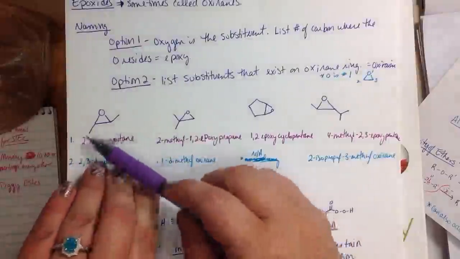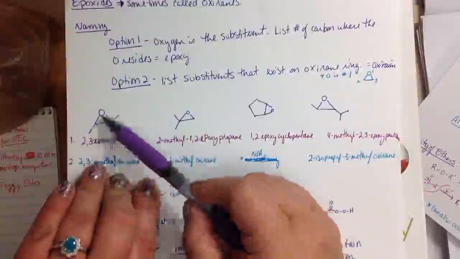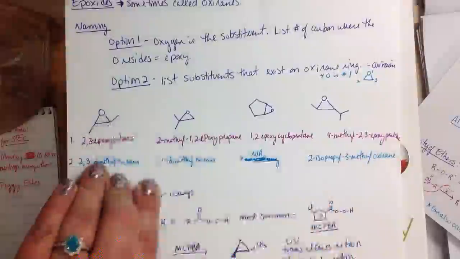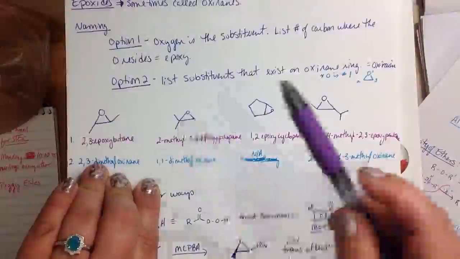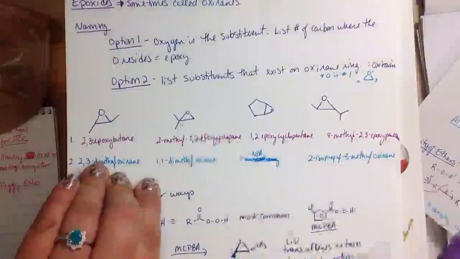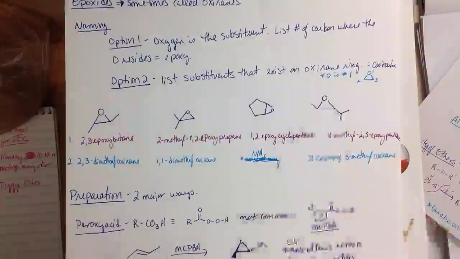Okay. In option 1, this would be named 2,3-epoxybutane, because we got 1, 2, 3, 4. And the oxygen exists between the second and third positions. Here this would be 2-methyl. Oh, we can count from this side, right? 1,2-epoxypropane. Here we've got 1,2-epoxycyclopentane. And finally we've got 1, 2, 3, 4, 5. So that's a pentane as well. We've got a methyl on the 1, 2, 3, 4 position. So 4-methyl-2,3-epoxypentane.